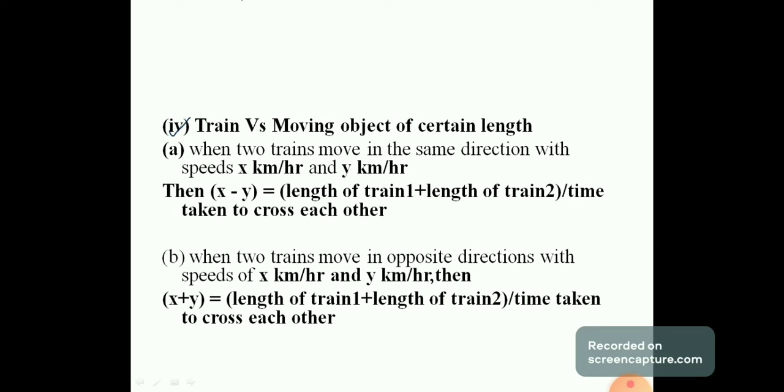Fourth one is train versus moving object of certain length. When two trains are moving in the same direction with speeds x and y kilometer per hour, one is the faster train and the other is the slower train, then x minus y, the speed of the faster minus the speed of the slower train, equals length of train 1 plus length of train 2 divided by time taken to cross each other. When two trains move in opposite directions with speeds x kilometer per hour and y kilometer per hour, the relative speed is the sum, x plus y, equal to length of train 1 plus length of train 2 divided by time taken to cross each other.